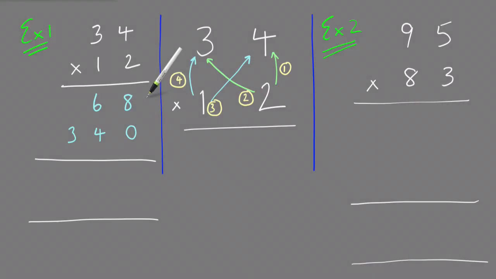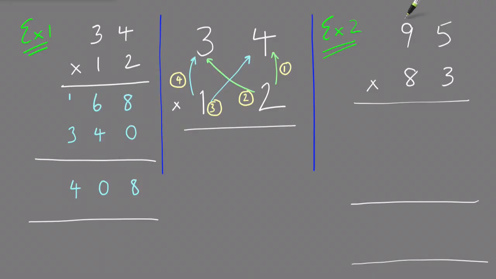Now you're ready to add the numbers together, and you just add them as you normally add numbers. So 8 plus 0 is 8, 6 plus 4 is 10, put down the 0, carry the 1 into the next column, and then 3 plus 1 is 4. And you never add these numbers to the answer. The numbers between those two lines are the only things that you add together to get your final answer. And so 34 times 12 is equal to 408.